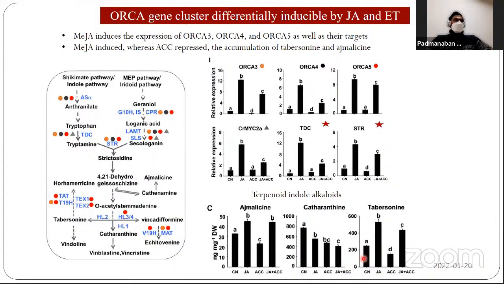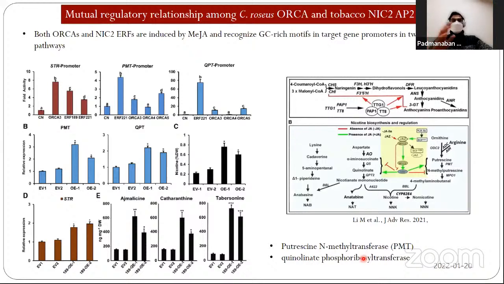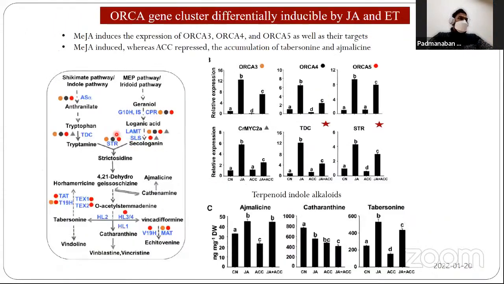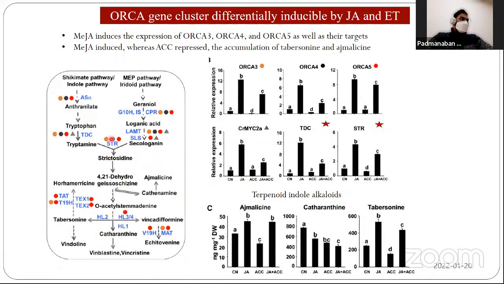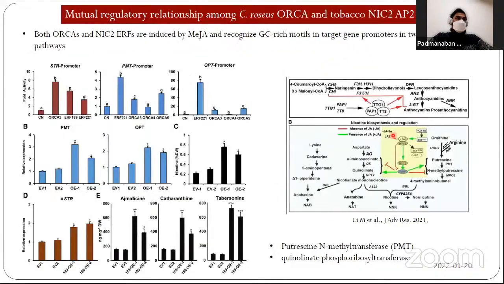Then they tried to find the reason behind this, or how it is being regulated. Again, as a transcription factor, it will bind to the promoter sequences. So they looked at the important promoter sequences such as the STR promoter, PMT promoter, and QPT promoter, to see where they are binding. STR is where? Okay, let's go back. Here, the STR promoter, and PMT in tobacco is somewhere here, and then the QPT promoter.